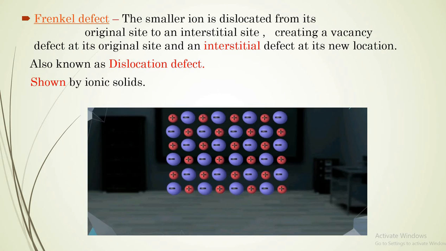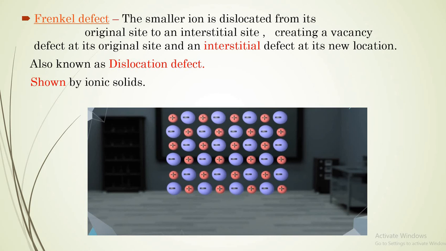The smaller ion is dislocated from its original site to an interstitial site, creating a vacancy defect at its original site and an interstitial defect at its new location, also known as dislocation defect. It is shown by ionic solids. Let us see it by this video.